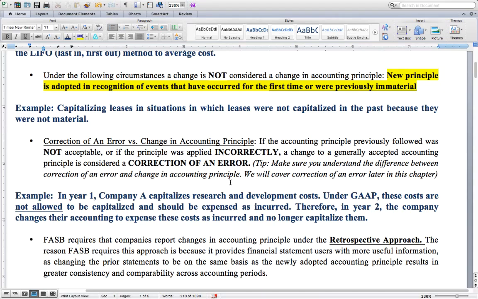So for example, in year 1, Company A capitalizes research and development costs. Under GAAP, these costs are not allowed to be capitalized and should be expensed as incurred. Therefore, in year 2, the company changes their accounting to expense these costs as incurred and no longer capitalizes them. This would be considered a correction of an error because they were applying an accounting principle that was not acceptable or was applying it incorrectly, and therefore in the second year when they made the change, it is merely a correction of an error.